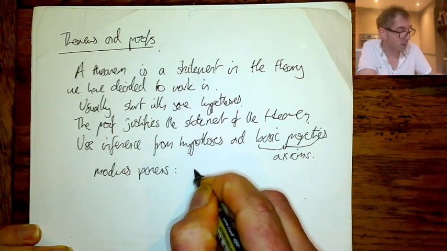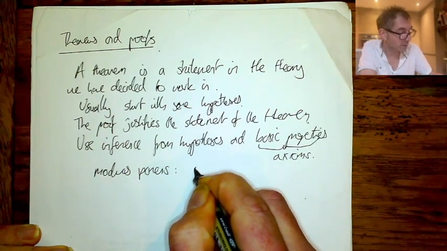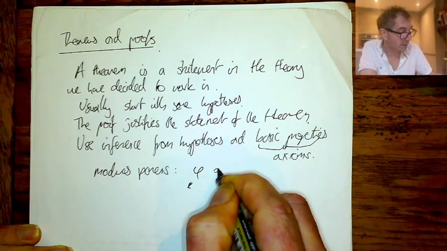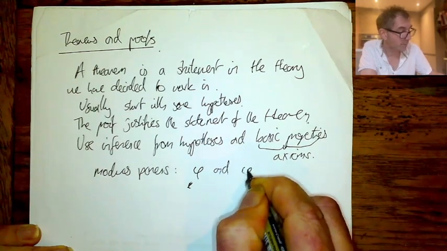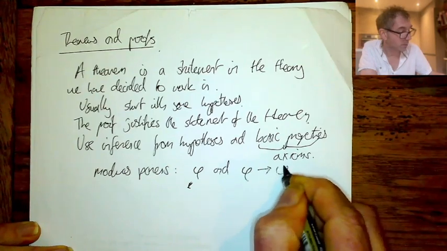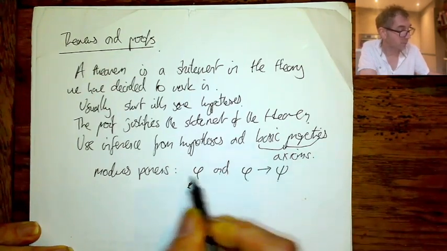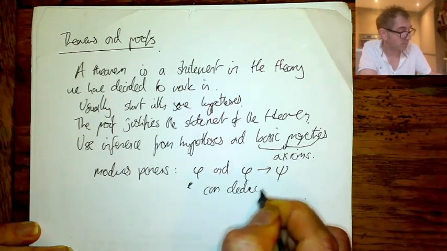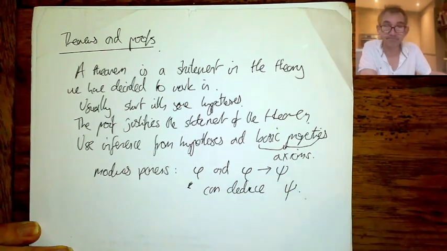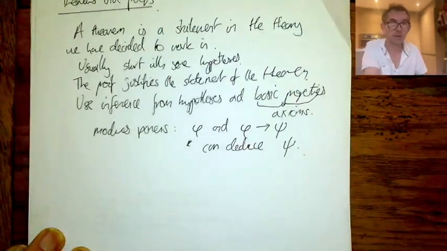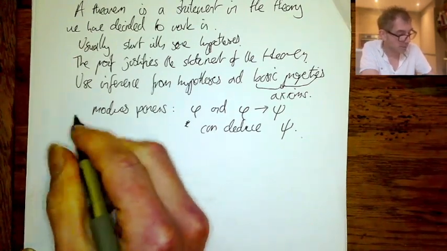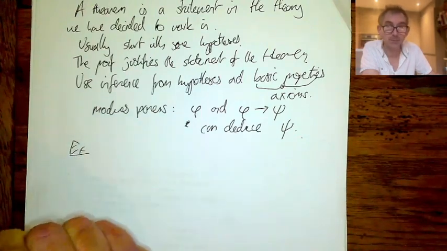Okay, and the rule that you use, so modus ponens, says if I know that phi is true, and I know that whenever phi is true, then I also know that psi is true, from these I can deduce psi. Okay, very basic rule of inference that powers proofs. So, as usual, the best thing to do is to take an example. So let's do that.